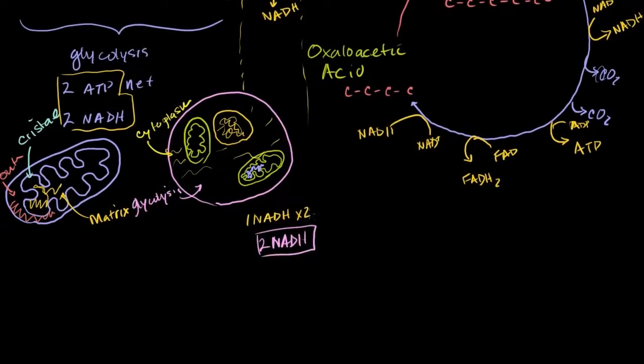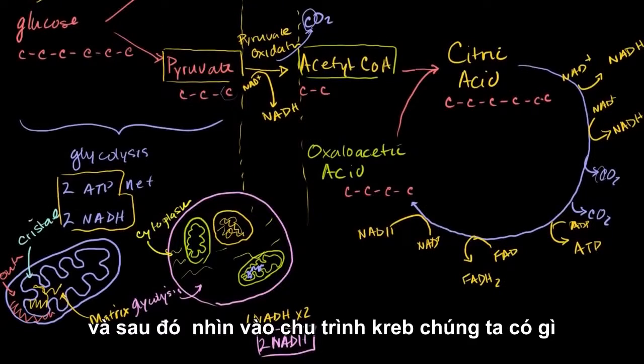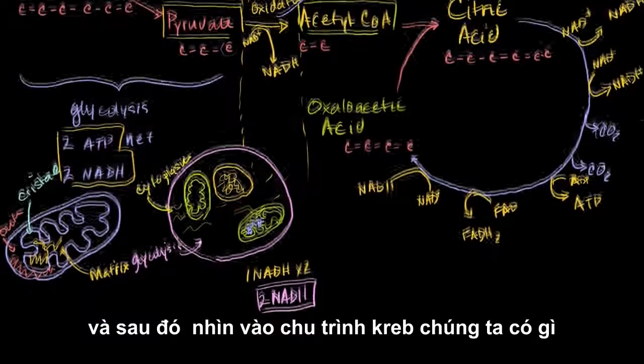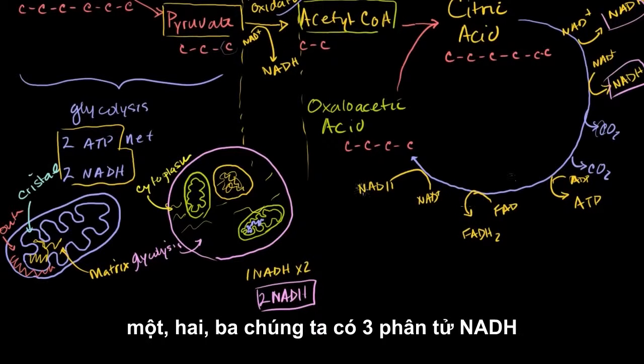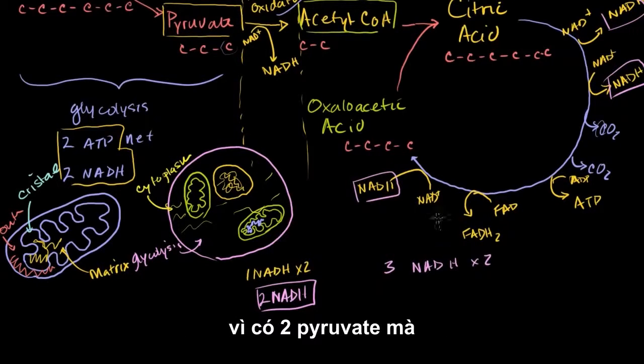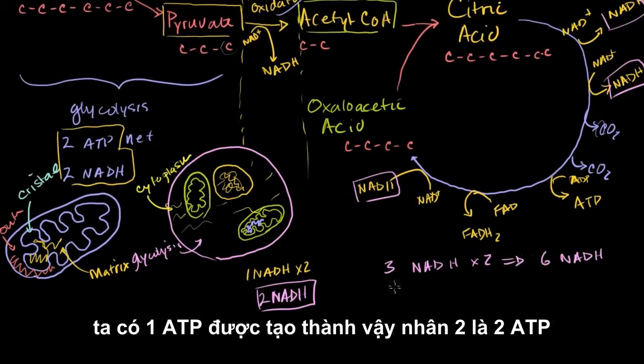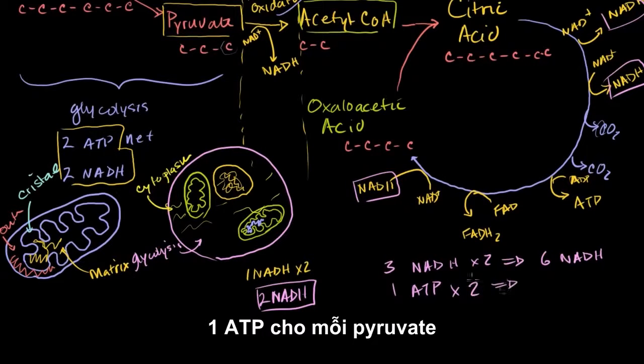So the pyruvate oxidation times 2 means that we got 2 NADHs right there. And then when we look at this side, the formal Krebs cycle, what do we get? We have how many NADHs? 1, 2, 3 NADHs. So 3 NADHs times 2, because we're going to perform this cycle for each of the pyruvates produced from glycolysis. So that gives us 6 NADHs. We have 1 ATP per turn of the cycle. This is going to happen twice, once for each pyruvic acid. So we get 2 ATPs.